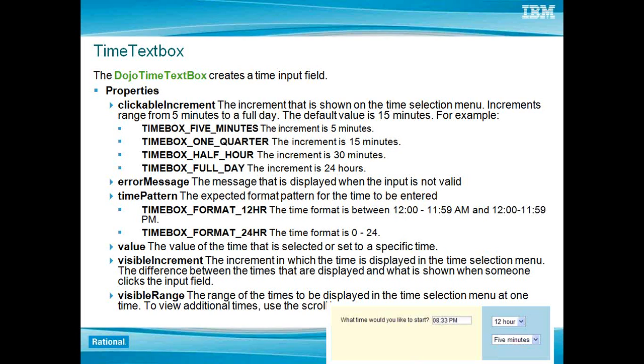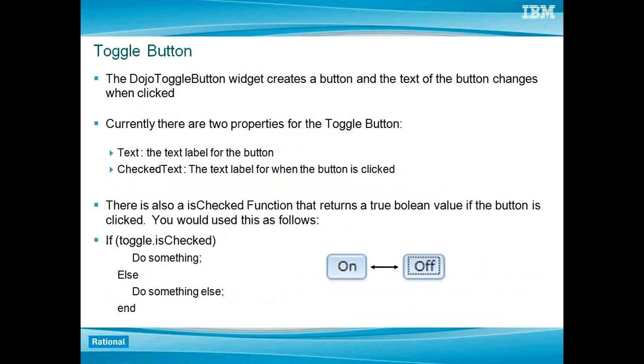Here we have another important widget, the Dojo time text box, a custom widget that has built-in time formatting capability. This widget will format the value that the user enters according to the time format. And if he or she has entered wrong values in the wrong time format, then it will show an error message on the screen.